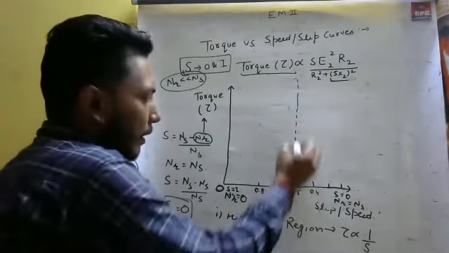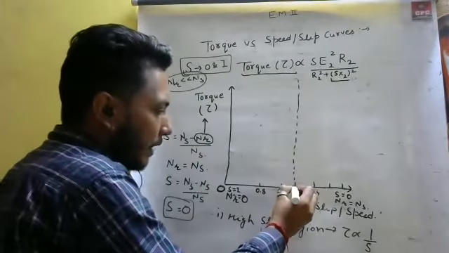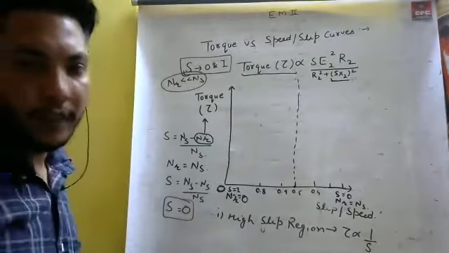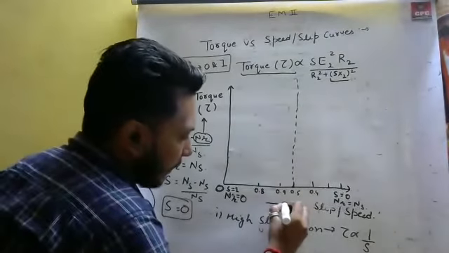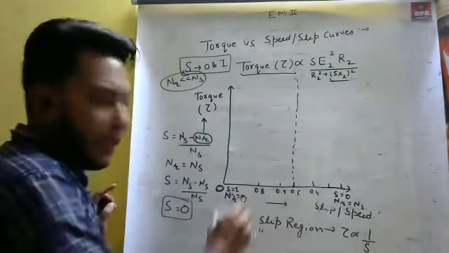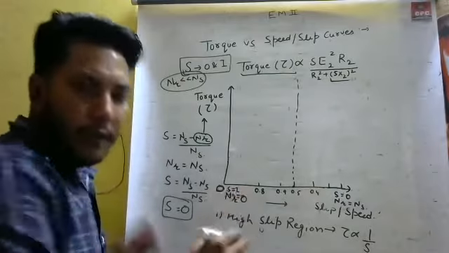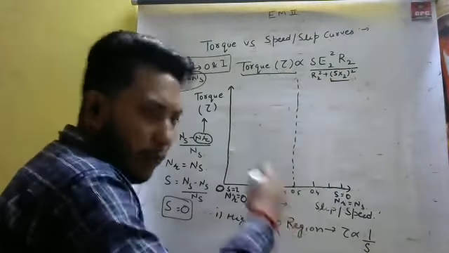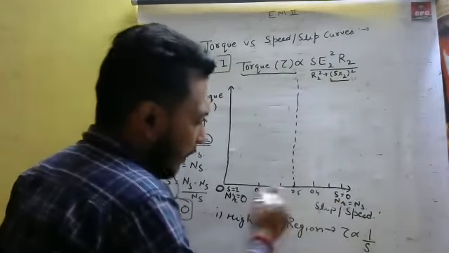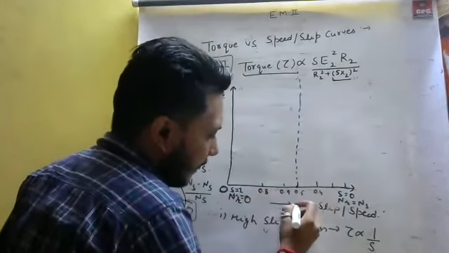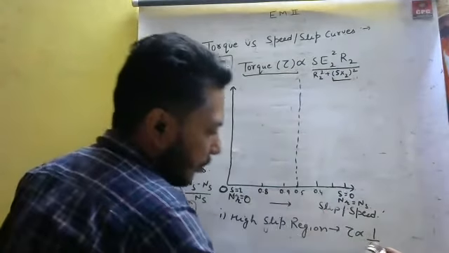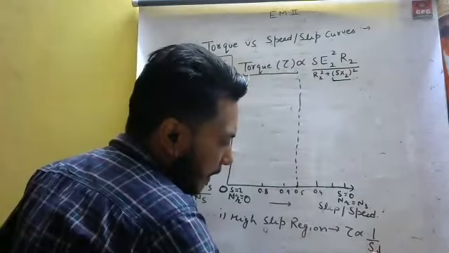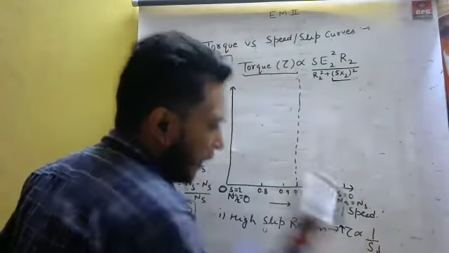Okay, if we draw the dotted line from this center point, that is 0.5, along this side the value of slip decreases. This is a starting condition. When we start the motor, the value of slip is equal to 1. When the motor starts running, the value of slip decreases. So the value of slip decreases, the torque increases.